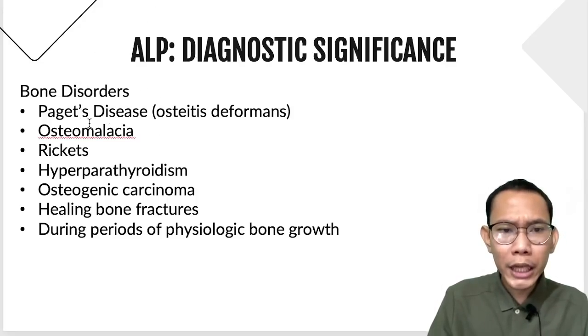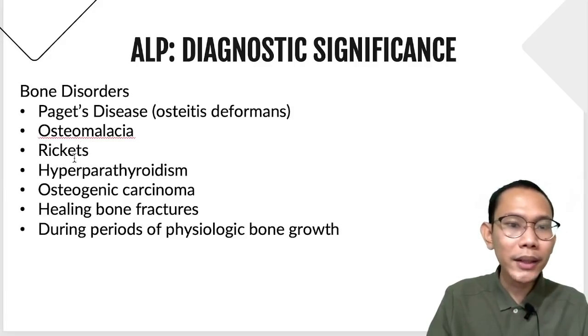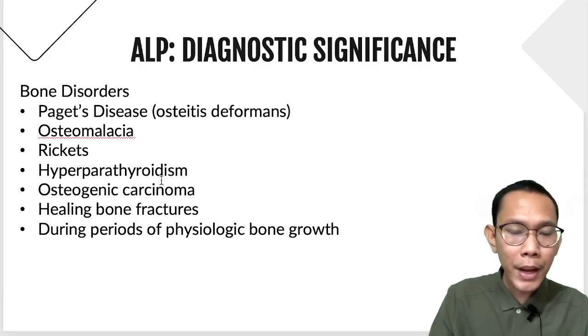How about osteomalacia? Yung osteomalacia naman natin is the bone softening in adults, secondary to prolonged deficiency of your vitamin D. Pero pag ito ay sa bata, tinatawag natin na rickets. Sa bata, tawag natin rickets. Pag sa matanda, your osteomalacia. Then, we have also your hyperparathyroidism.